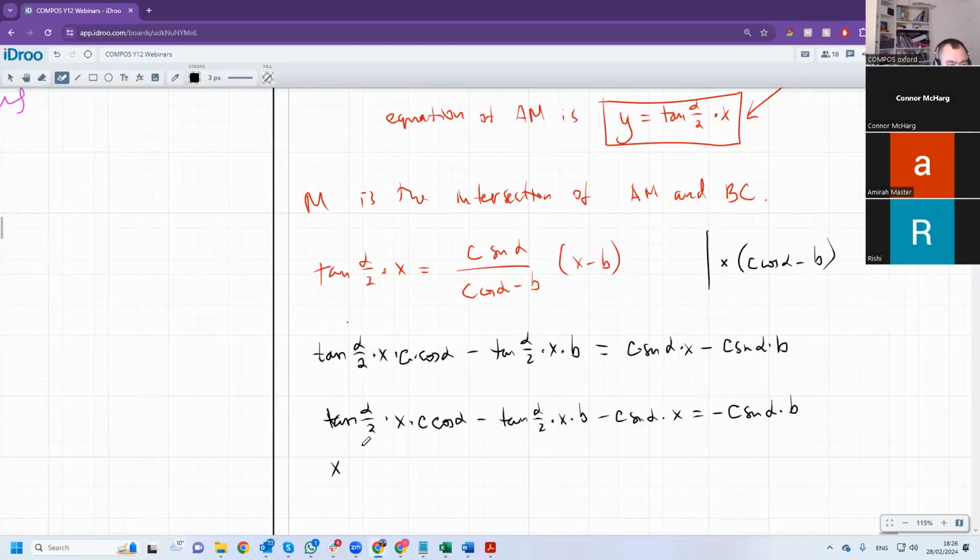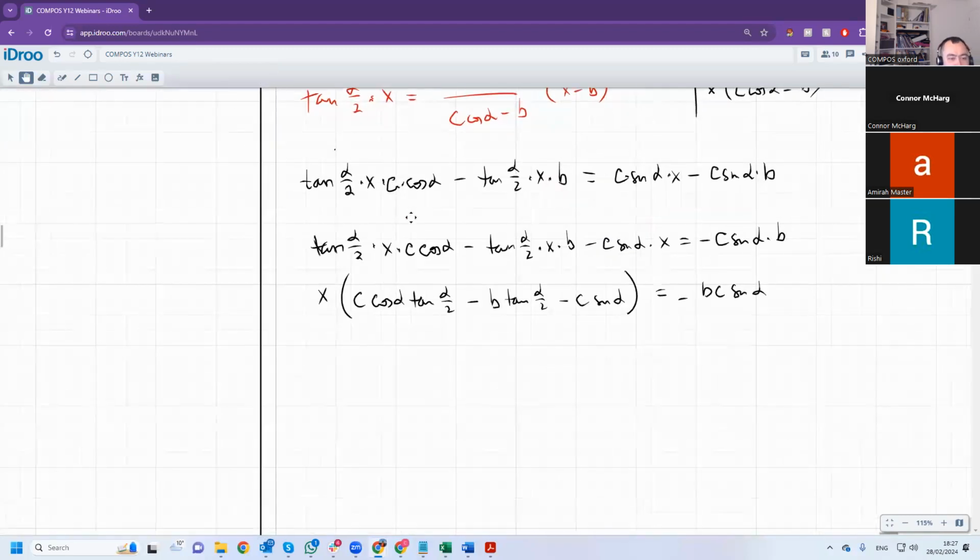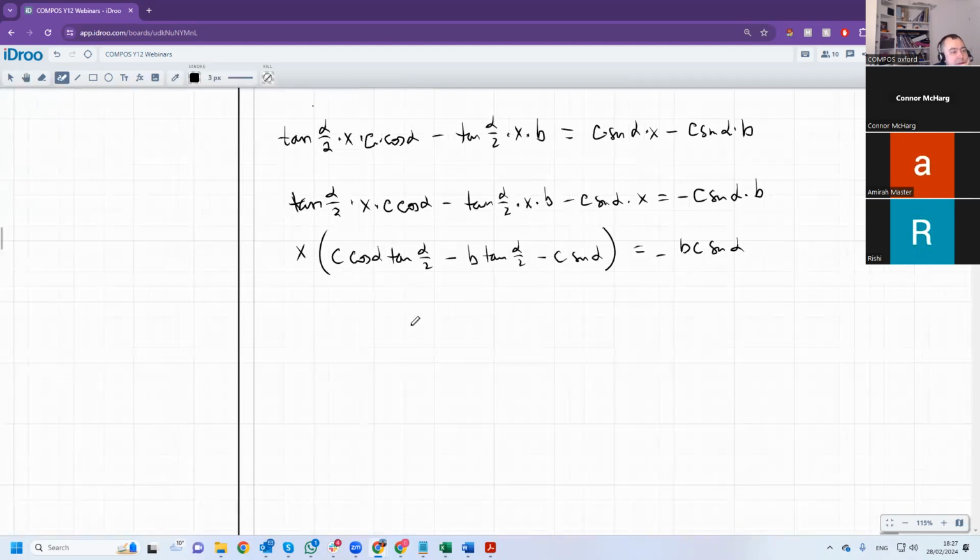Now x, open bracket, c cos alpha tan alpha over 2 minus b tan alpha over 2 minus c sine alpha, close bracket, equals minus bc sine alpha. Can we simplify that? Well, let's see.